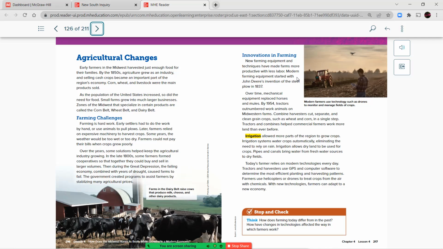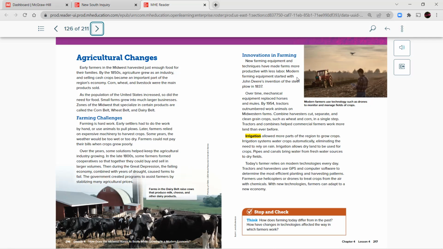Innovations in farming. New farming equipment and techniques have made farms more productive with less labor. Modern farming equipment started with John Deere's invention of the steel plow in 1837. Over time, mechanical equipment replaced horses and mules. By 1954, tractors outnumbered work animals on the Midwestern farms.